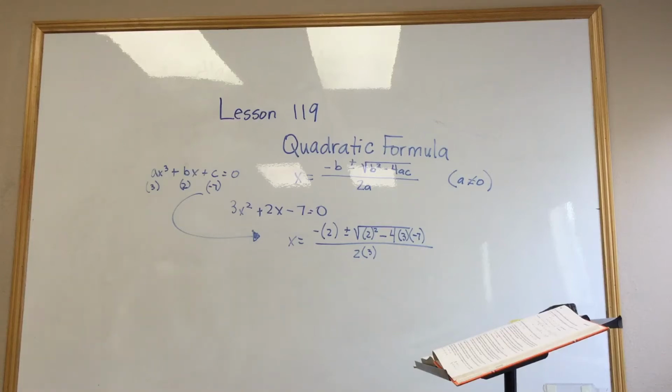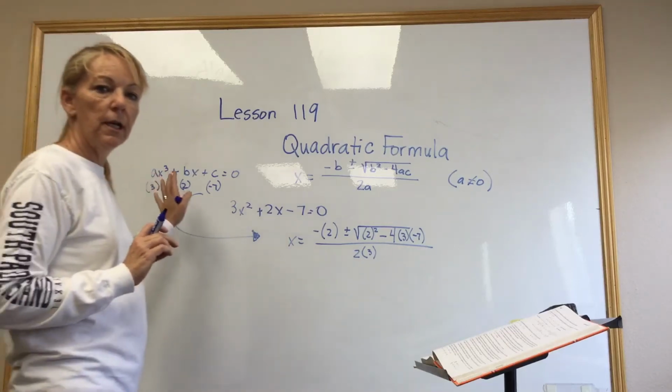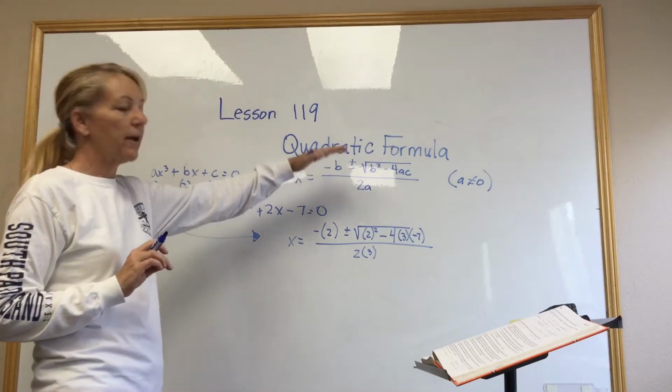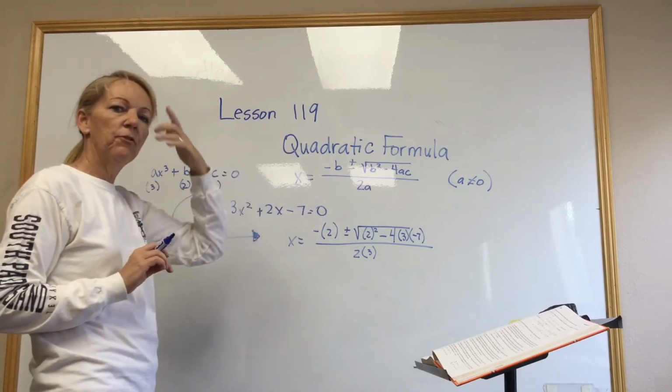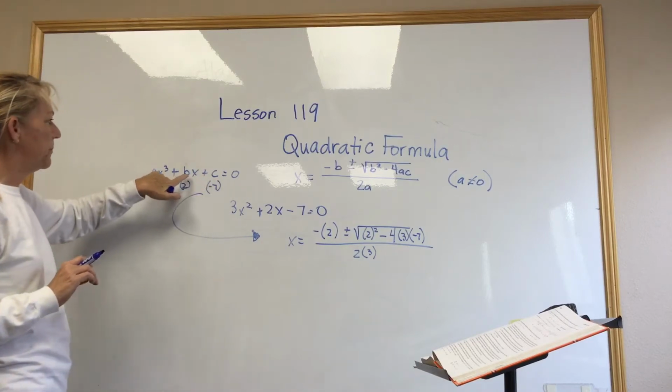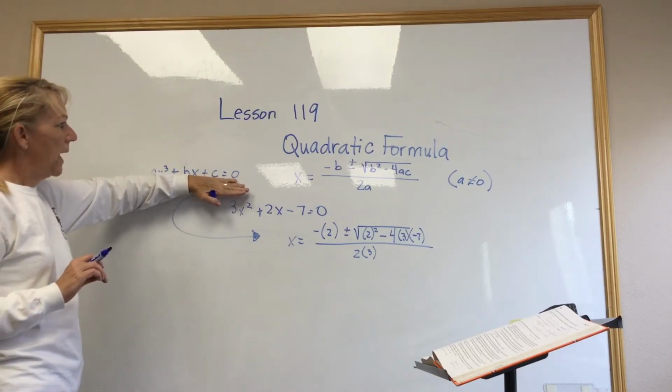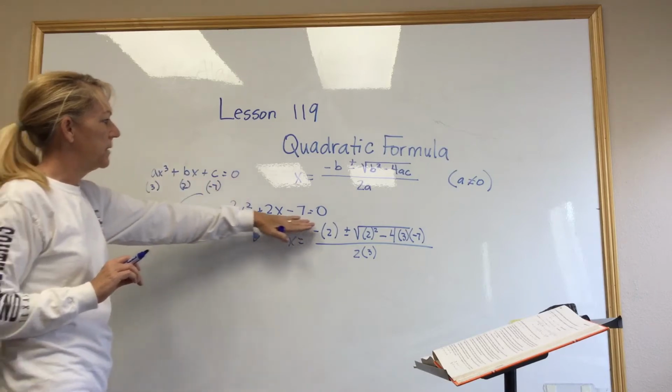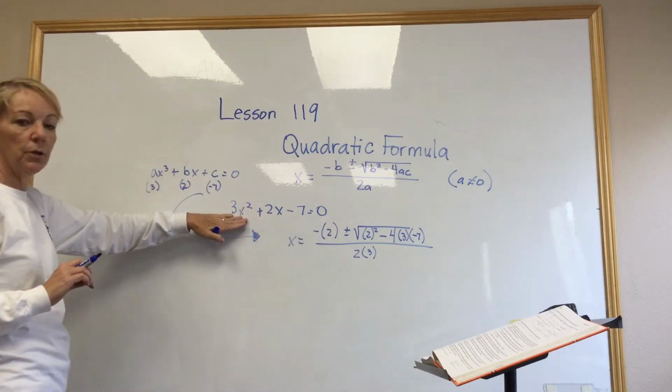Lesson 119 takes the quadratic equation and introduces the quadratic formula. And so let's talk about that for just a second. The quadratic equation is ax squared plus bx plus c equals 0. And so we're going to use that with this equation. This is an example right now. We're going to do it in a minute.